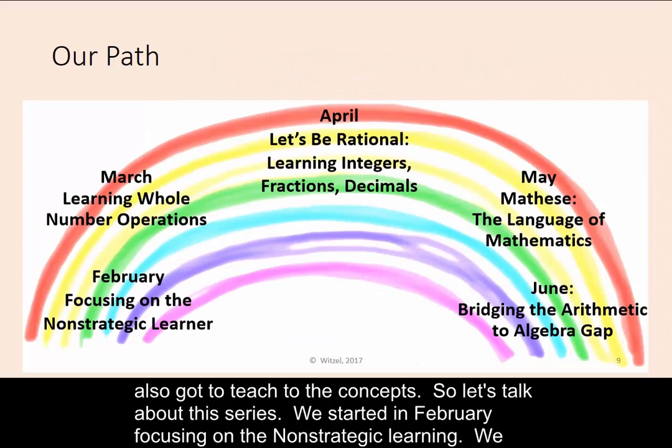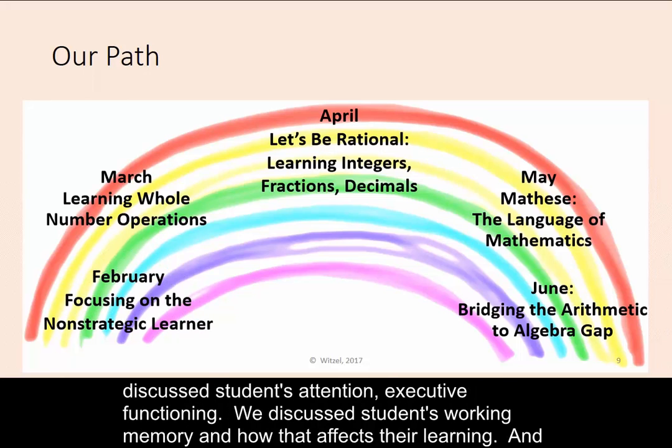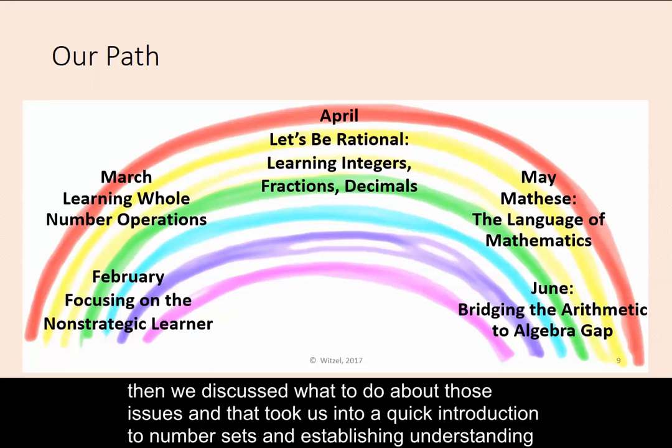So let's talk about this series. We started in February focusing on the non-strategic learner. We discussed students' attention, executive functioning. We discussed students' working memory and how that affects their learning. And then we discussed what to do about those issues.